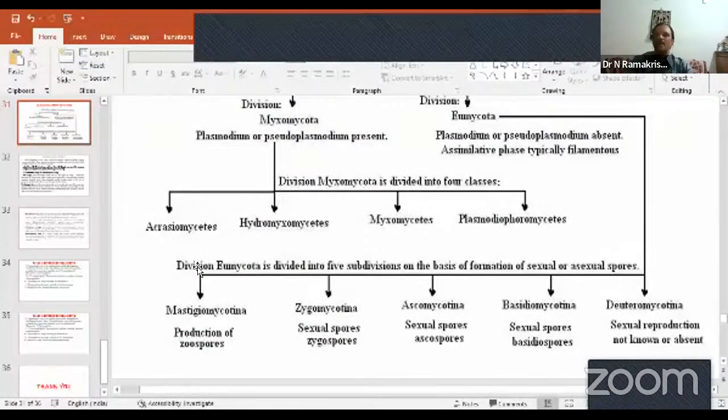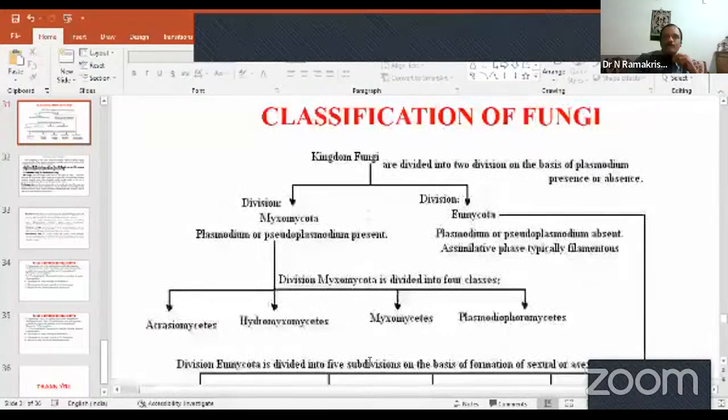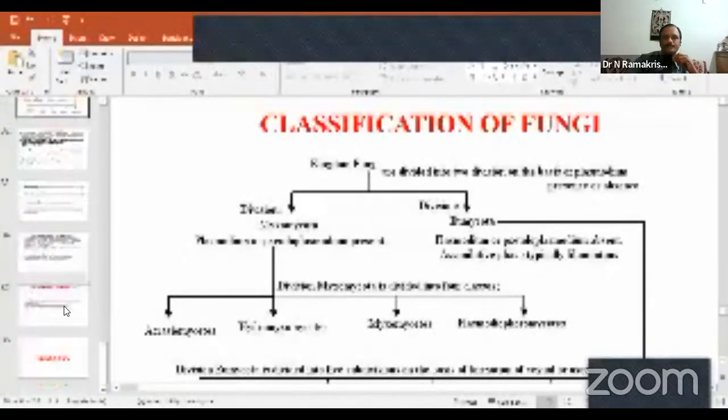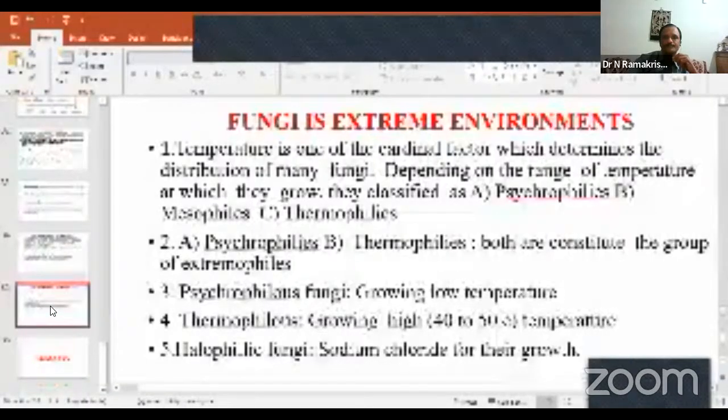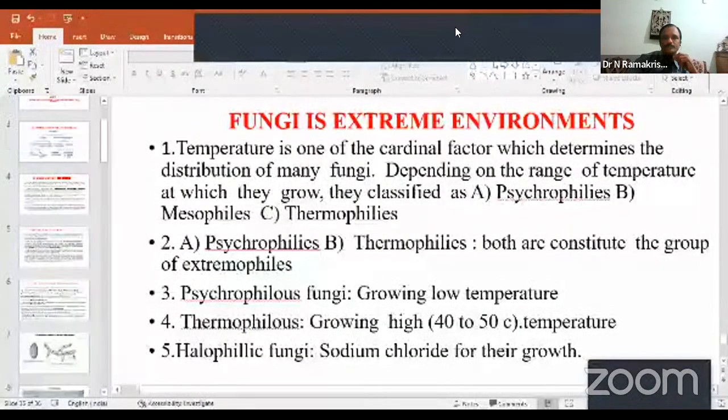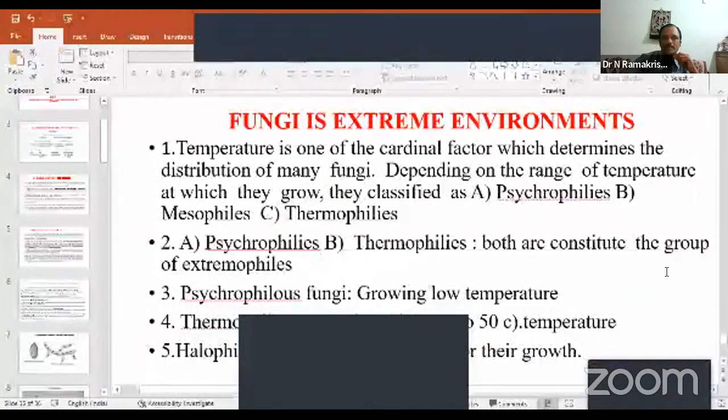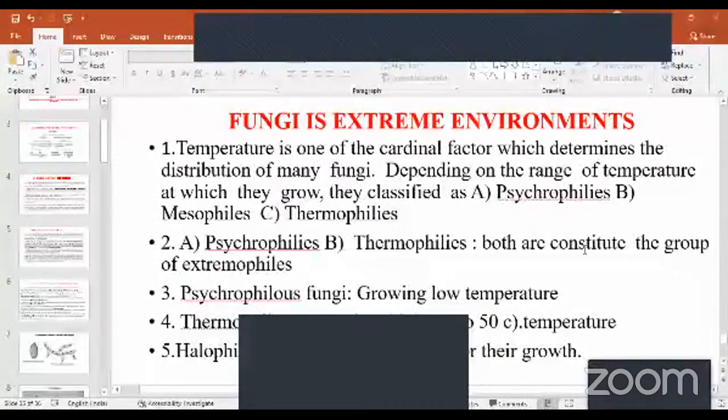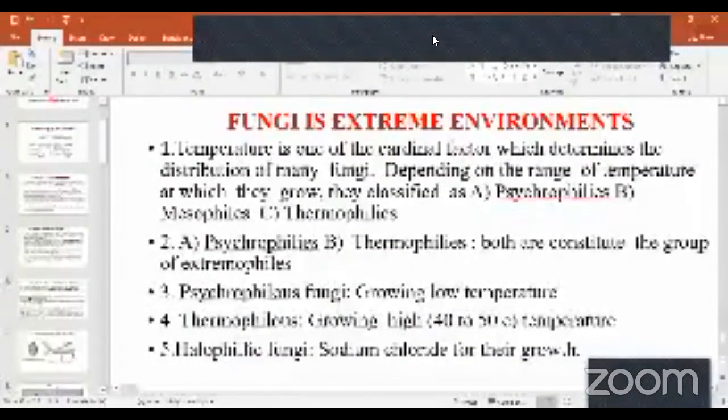Diversity of the fungus. Now, if you have any doubt, please ask me. Please respond, anyone. How many members are there? Have any doubt in this? No, sir. No, sir. No, sir. If you have any doubt, ask anytime.